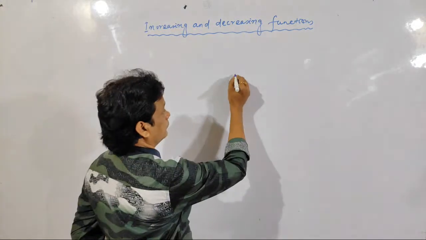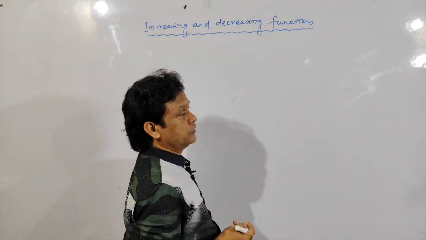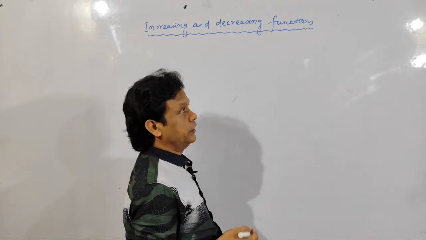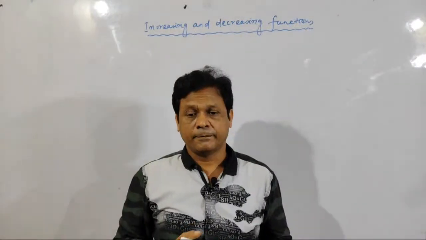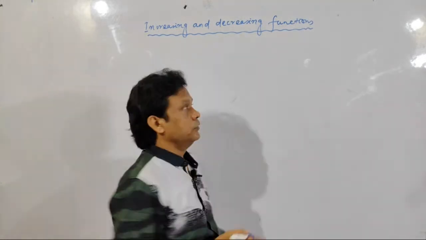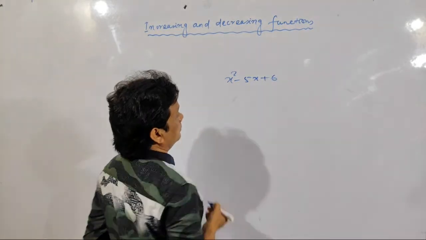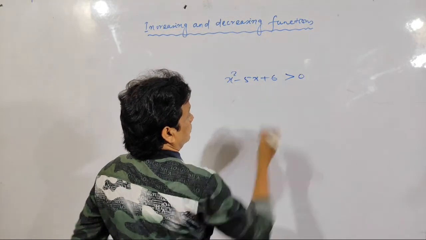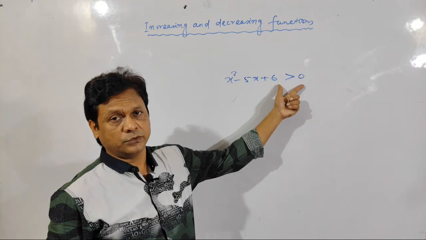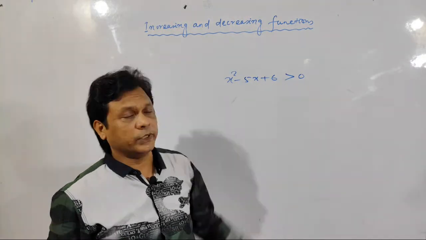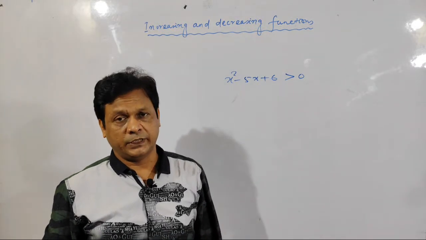Let us see here. I am telling you some concepts on inequality, and please concentrate on those concepts. So see here, x square minus 5x plus 6 is greater than 0. You have to find out the value of x for which x square minus 5x plus 6 is greater than 0. Clear? So how to find out quickly? That means within one line you have to find out.